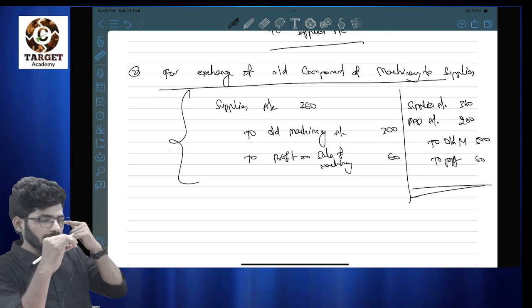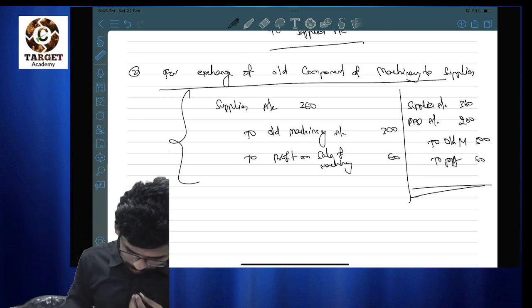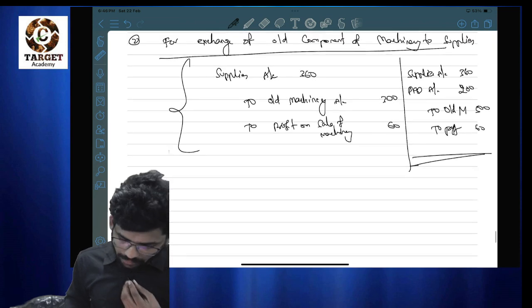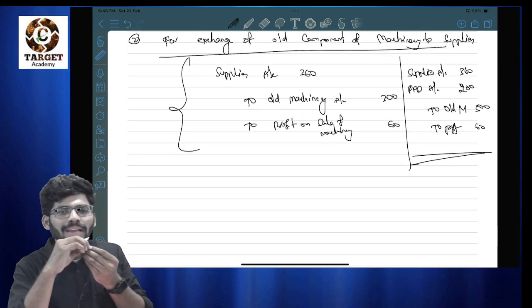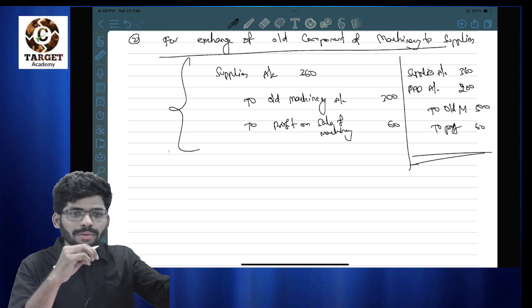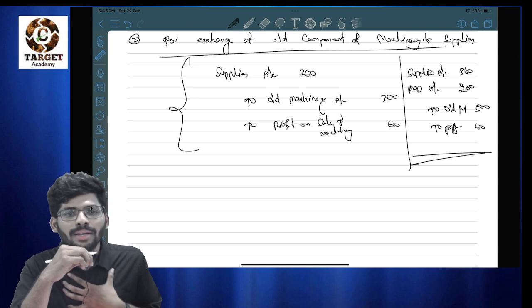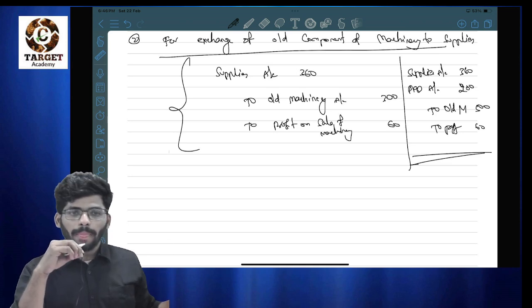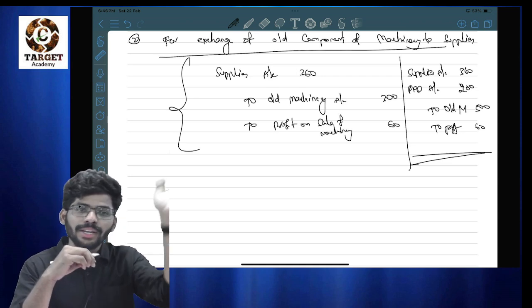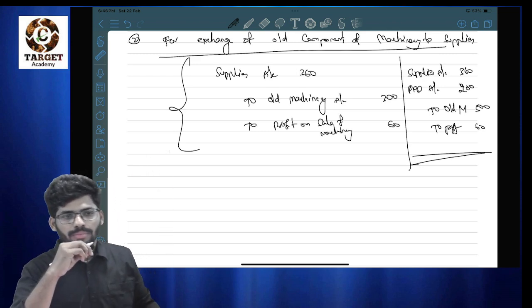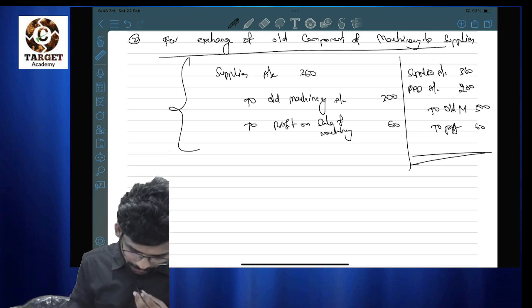Next entry, depreciation. The supplier is shown as a liability. The balance amount should be shown as a liability only. As of now I am giving my old asset only. That balance liability will continue in the balance sheet. Okay? So please write down the next, third entry.